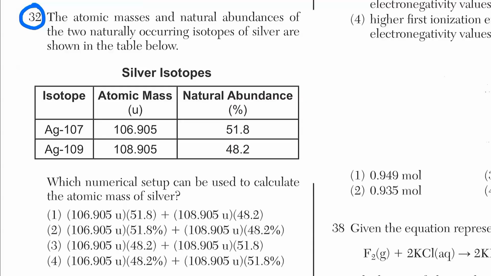The atomic masses and natural abundances of the 2 naturally occurring isotopes of silver are shown. So we're talking about isotopes. Iso means same. So in this case, we're talking about the same element, silver, but a different number of neutrons. Silver is silver because it has the same number of protons, but it has a different number of neutrons. Since protons and neutrons have the same mass, you can see that silver-109 has 2 more neutrons. So this is called the weighted mass problem, right?